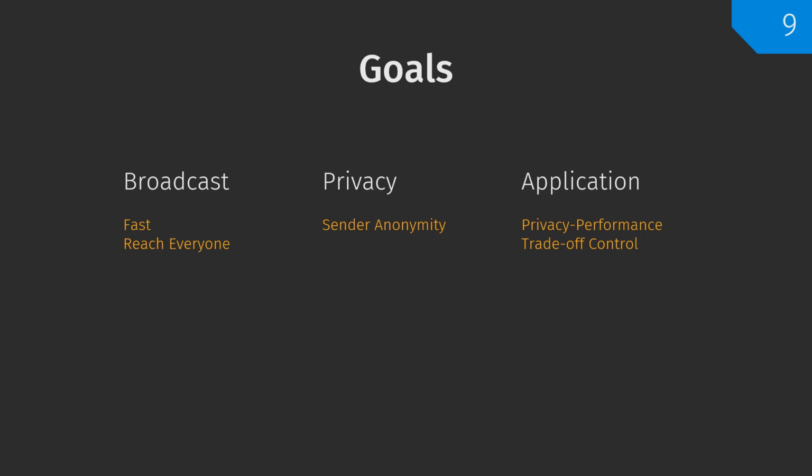As a short restatement of our actual goals for such a broadcast, we still want the broadcast to reach everyone and be reasonably fast. Reasonably fast means that our applications are not hindered by our protocol. We also want sender anonymity, so the creator of a transaction can be reasonably sure that their privacy will be guaranteed.